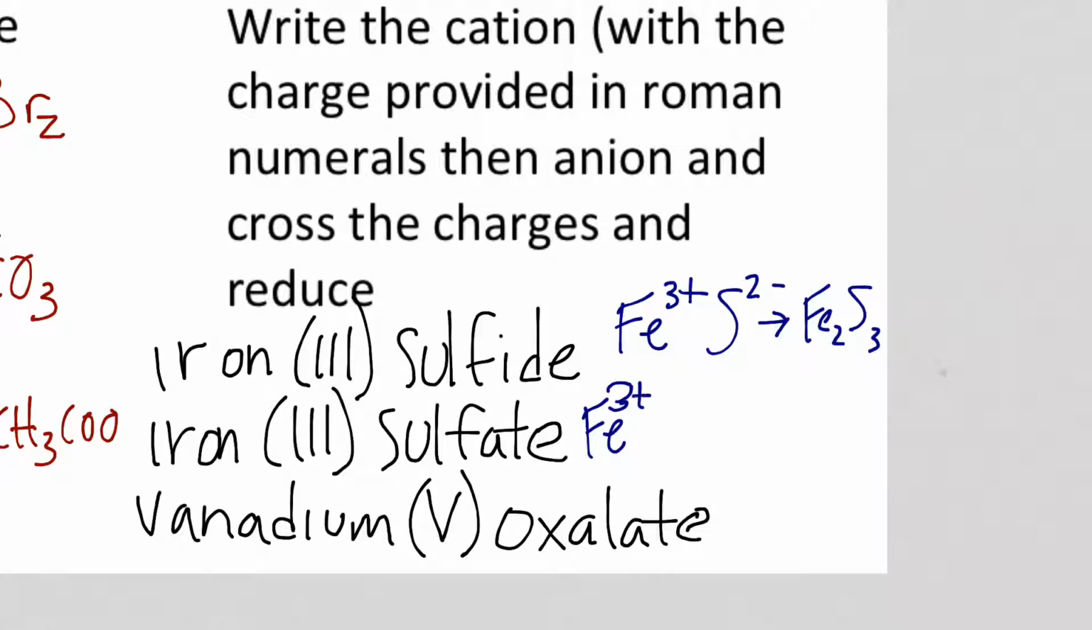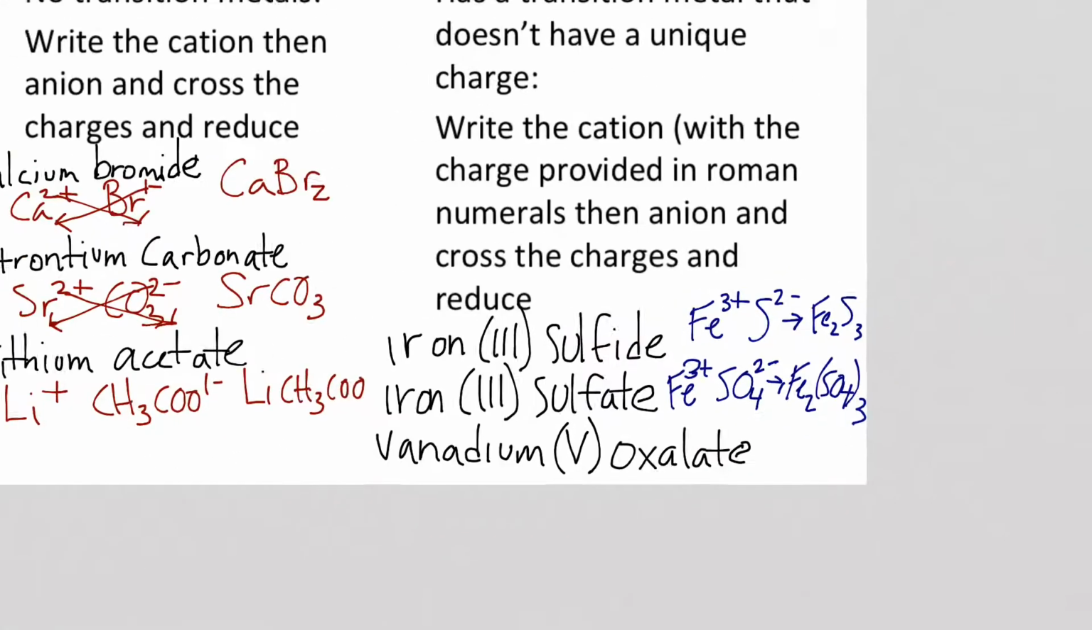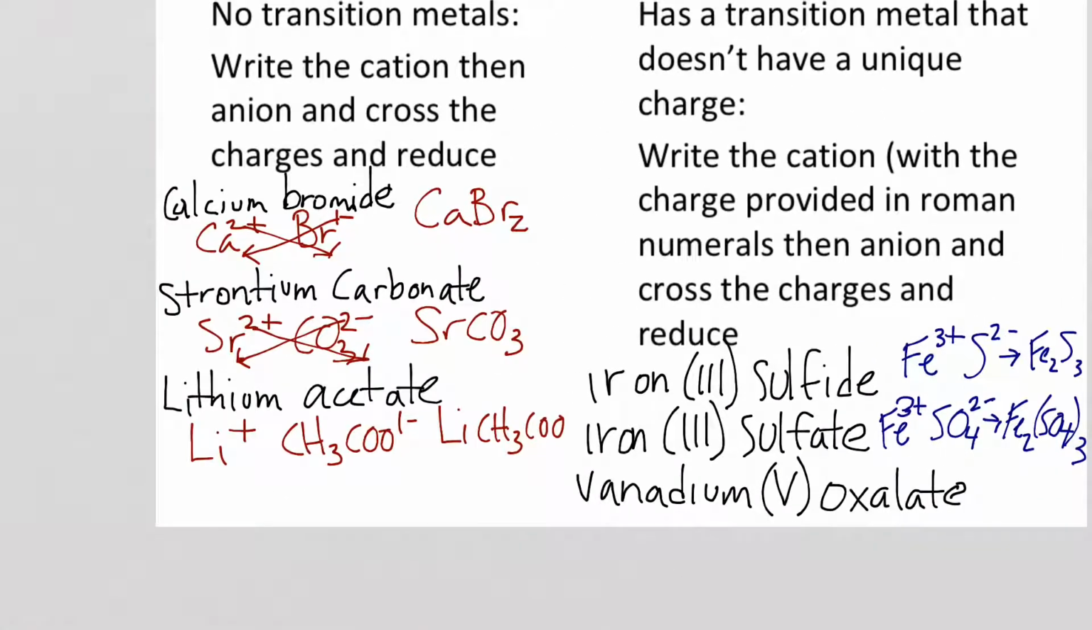Iron sulfate, in this case iron has a 3+ charge still. Sulfate is SO4, 2-. Crossing the charges, I can see I get Fe2 and then SO4 subscript 3. The last one, vanadium oxalate. I feel like I've run out of room. I'm going to do it over here. Vanadium with its 5+ charge.